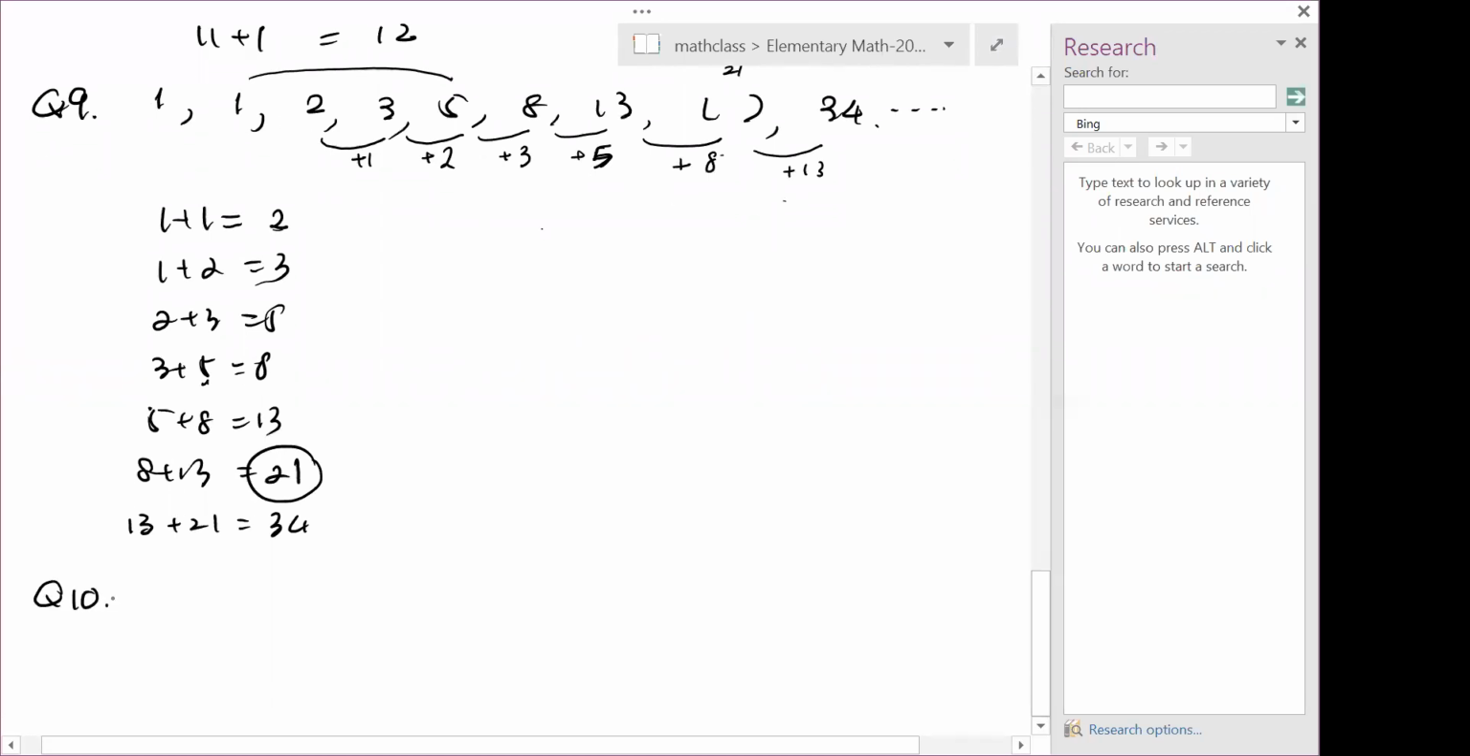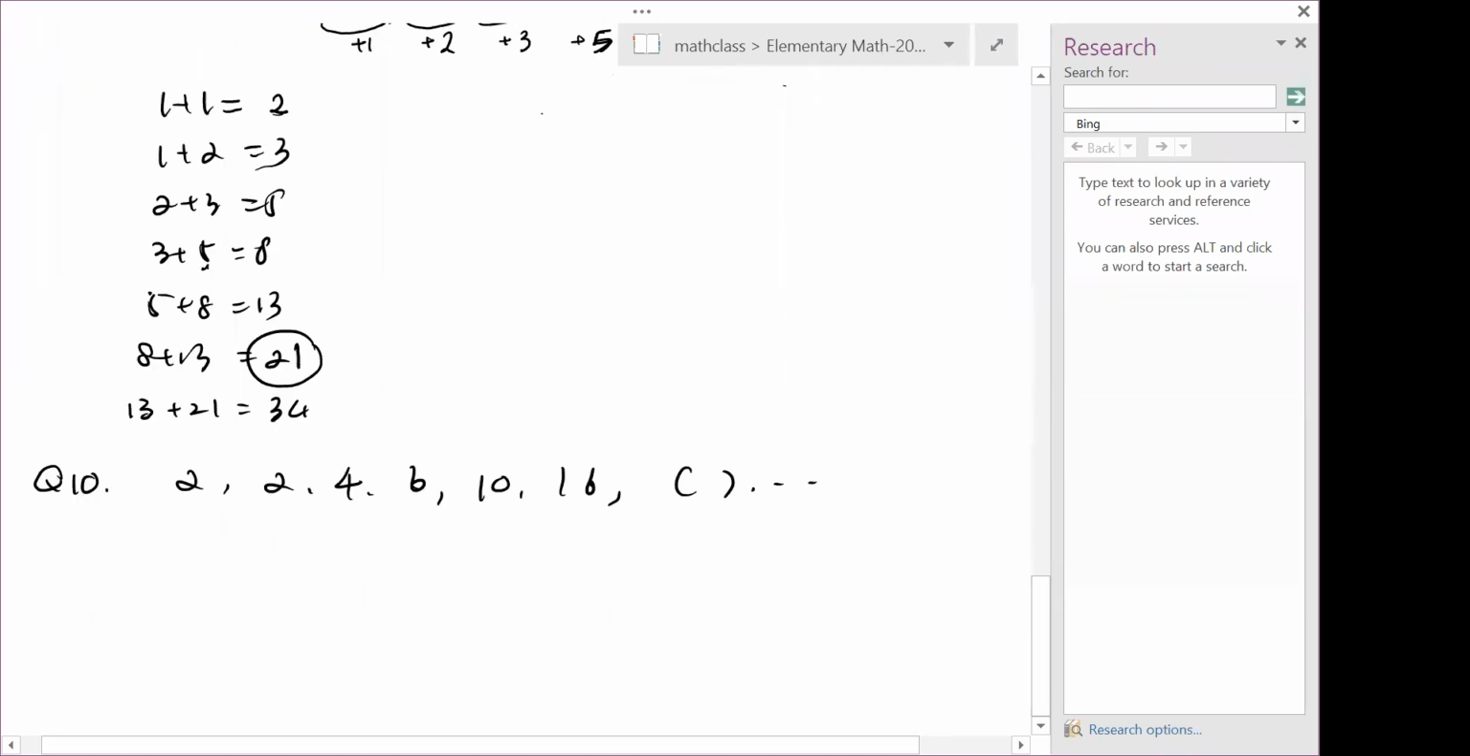All right, that's a good problem. We have 2, 2, 4, 6, 10, 16. Now can you do this one? Yeah, so you can quickly see that this is going to be, just add them together, right? The previous 2 terms, so 10 plus 16 equals 26. Yeah, 26 is the answer.